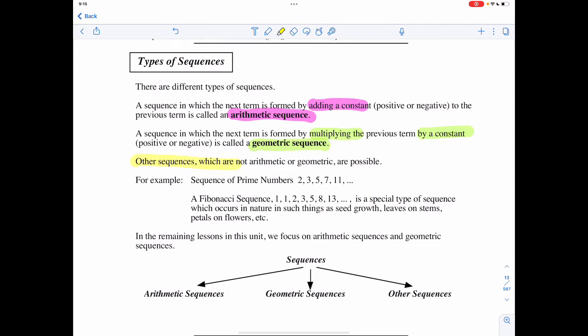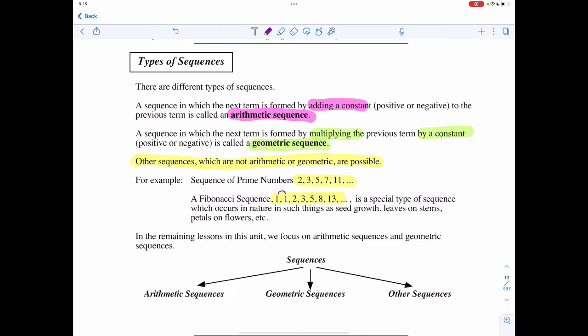And then there are other sequences which are neither arithmetic or geometric. So a sequence just means that going from term to term to term, there's a pattern, but it doesn't have to be always adding the same thing or multiplying by the same thing. So we could say that we have the sequence of the prime numbers. We can figure out what the next number is going to be because it's going to just be the next prime number. We could have the Fibonacci sequence, where it's created by adding the two previous numbers together.